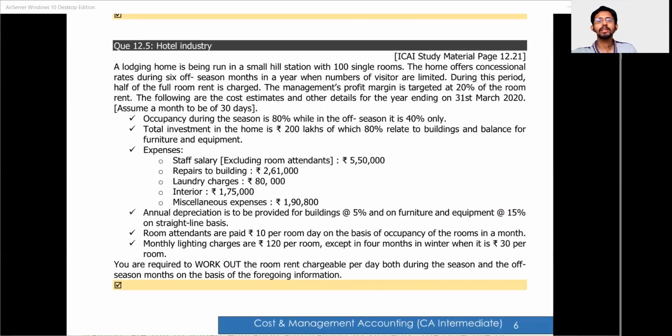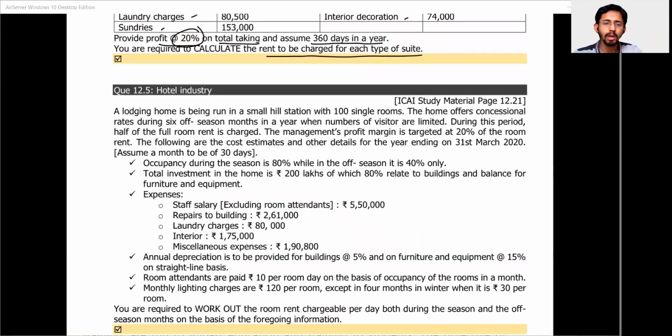Okay. So for the time being, let's take question number 12.5. This is a question for the costing of hotel industries. Similar to the previous problems, but a bit new concepts are also being used in this particular question. So please pause the video and read the question in its full, and then we will read it once again.